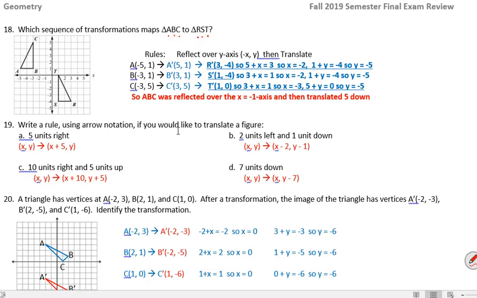Number 19 says write a rule using the arrow notation. 5 to the right, the X changes, but the Y doesn't. B is 2 to the left, 1 down. Both of those are going to be negatives. 10 to the right, 5 up. Both of those are going to be positives. And then with D, it says 7 units down. We didn't have any change with the X, but we did have with the Y. We went down, which would be minus.